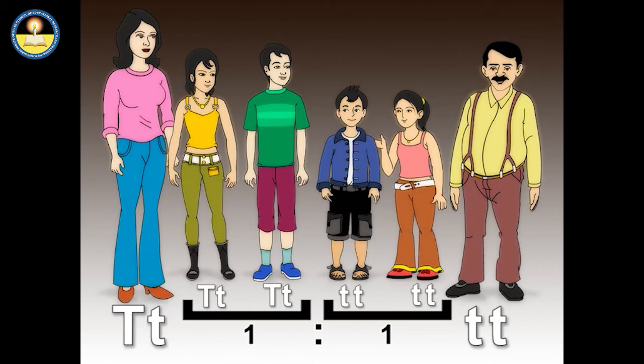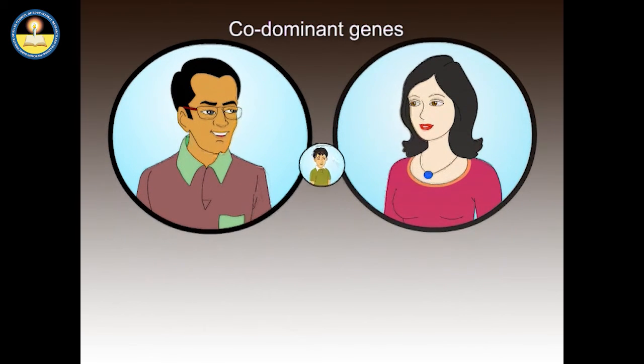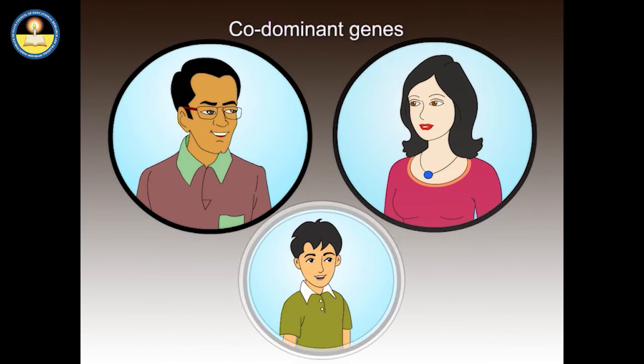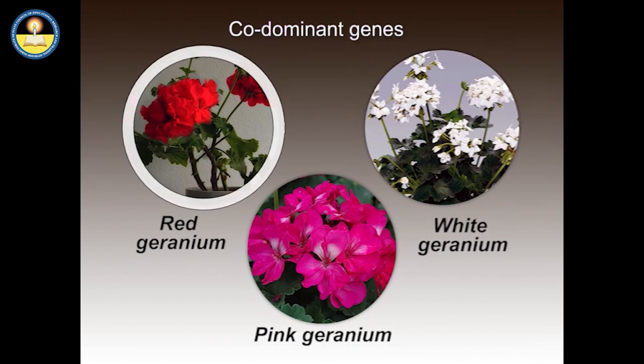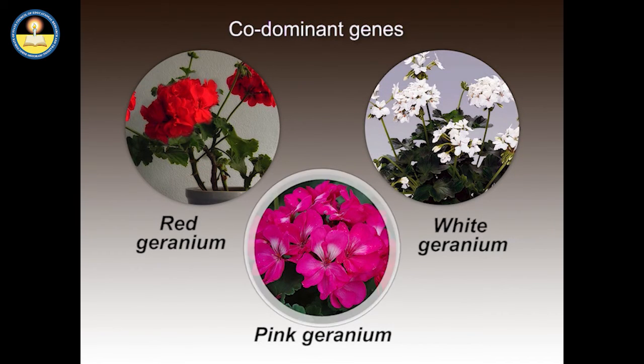Sometimes two genes will be codominant, that is, neither masks the other. An example is skin color. The child of dark-skinned and fair-skinned parents will be a mixture of the two, and his skin color may come out somewhere between the parents' skin colors. Breeding red geraniums with white geraniums gives geraniums with mixed color, that is, pink flowers.